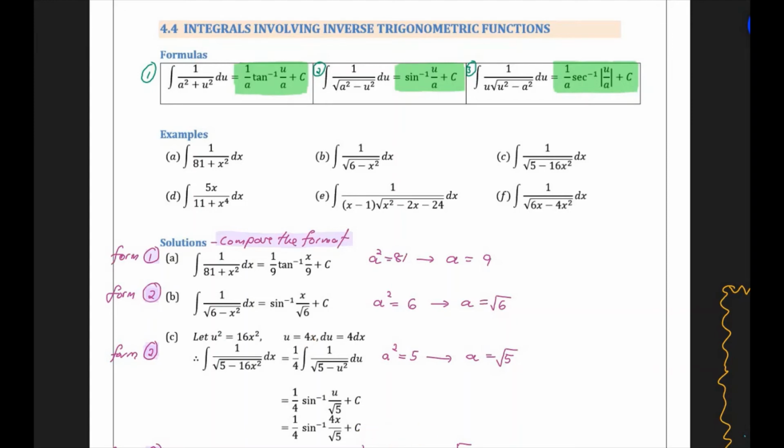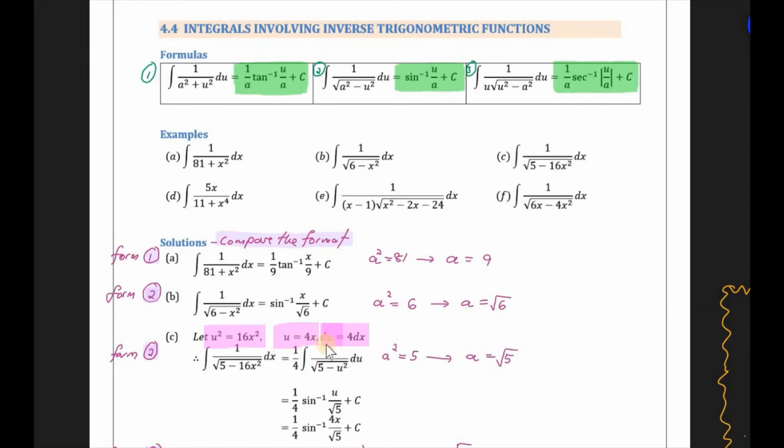By setting the U squared, we start with the U squared. Set the U squared to be 16x squared, or another way to say, the U is 4x. And then we need to replace the x with the U by differentiating the U with respect to x. du dx is 4. So du is 4x. Or what is the du?